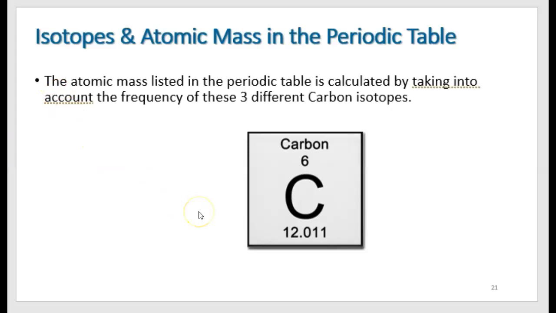Now, when you look at the periodic table, you'll notice that the atomic mass is not usually a whole number. That's because these different isotopes are taken into account when they calculate the atomic mass. So the prevalence or frequency of carbon 12, 13, and 14 is all averaged together to come up with the atomic mass. So the atomic mass is a little over 12 on average.